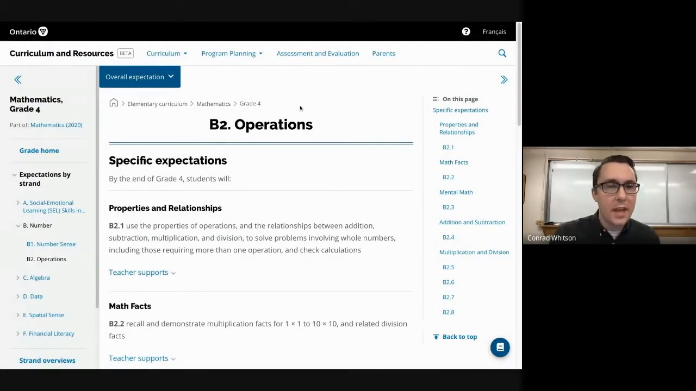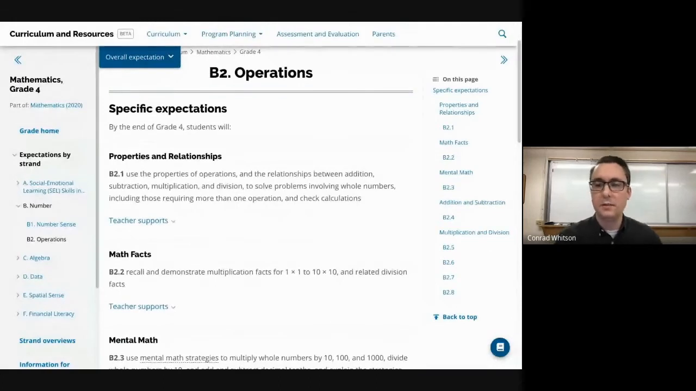So over to the curriculum site. These new expectations are a pretty close match to the 2005 curriculum, with grade 4 dealing with whole numbers up to 10,000 and decimal amounts to tenths, grade 5 dealing with whole numbers up to 100,000 and decimal amounts to hundredths, and grade 6 dealing with decimal amounts to thousandths and kind of an unspecified whole number range.